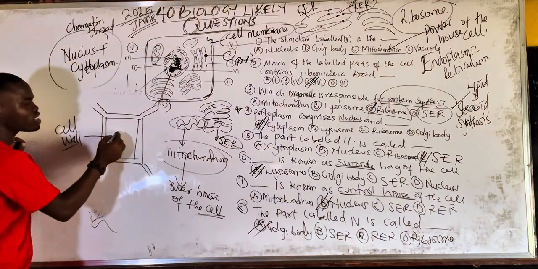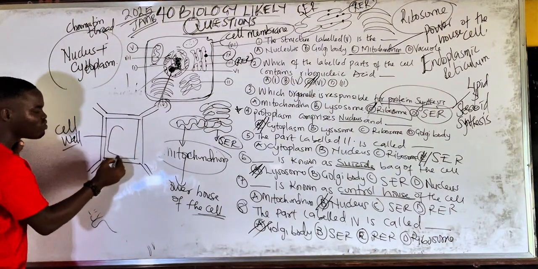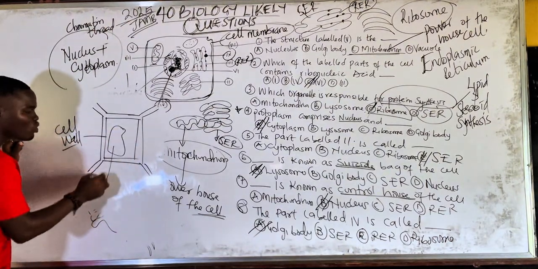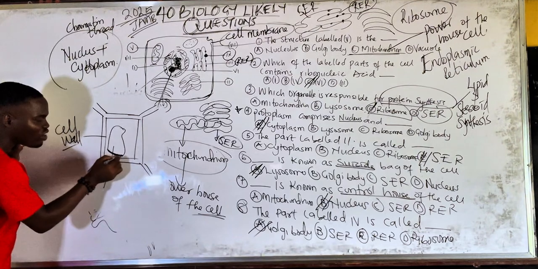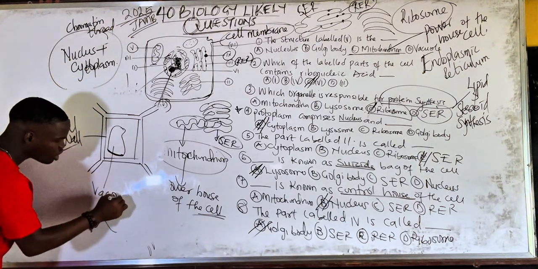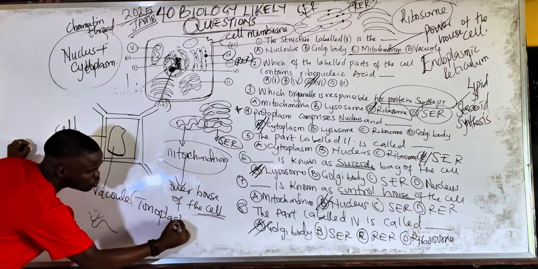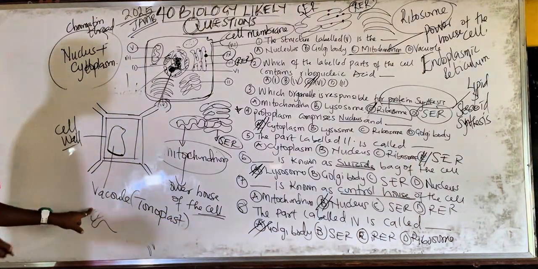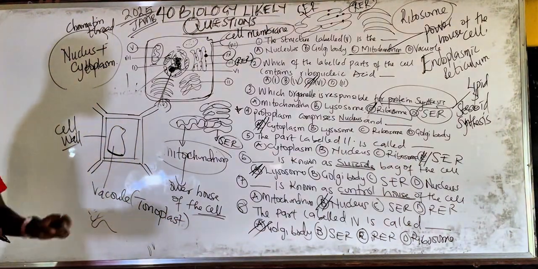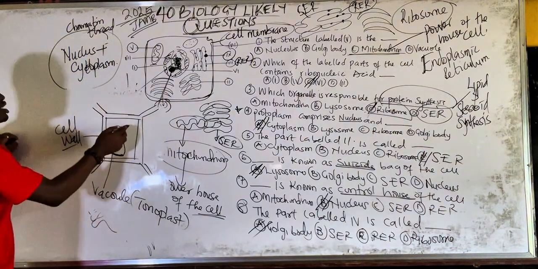Now you understand that for a plant there is a large vacuole. The membrane of this large vacuole is called what? It's called tonoplast. The membrane of this large vacuole is called what? It's called tonoplast.